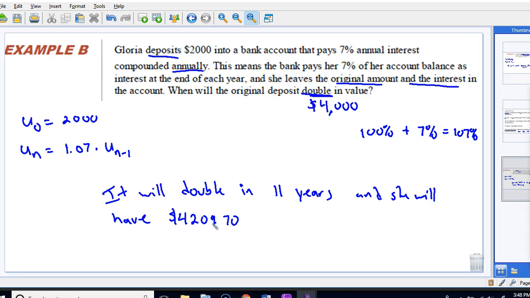All right, so there you go. There are your 2 examples and some definitions.